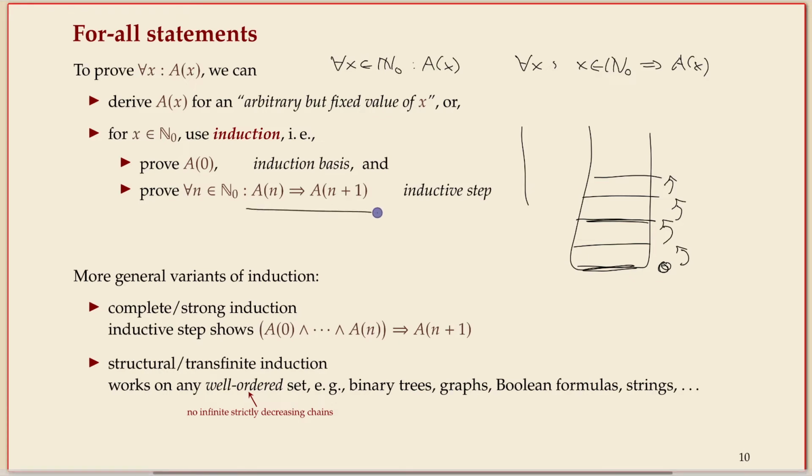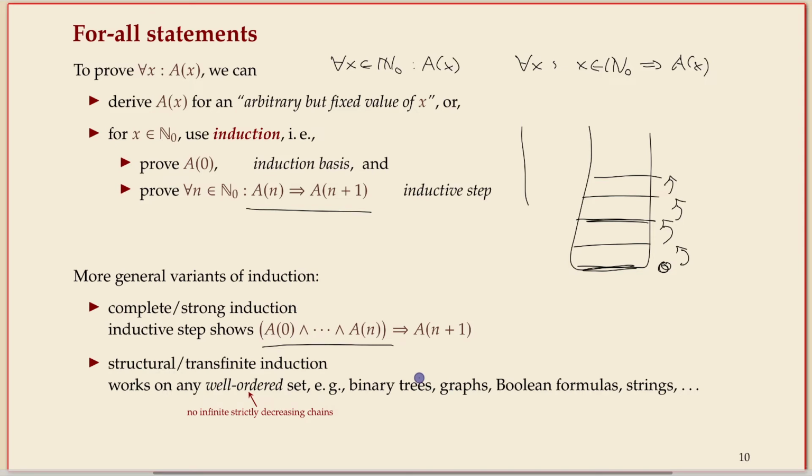In this strict version, you're only allowed to use A of n to prove the next bigger number. This is actually a bit restrictive. You can also just use all previous statements. You use that the statements are true for all values up to the one that you currently look at, and then prove the next bigger one. Sometimes people make a distinction and call this simple induction, weak induction, and this strong induction or complete induction. I don't care too much. It's both induction. There's not too much of a magical difference.